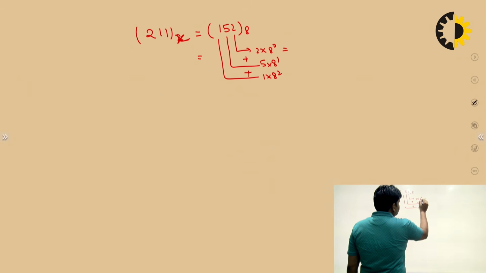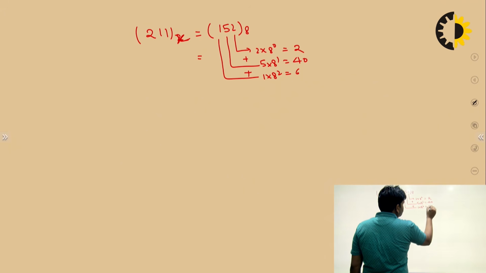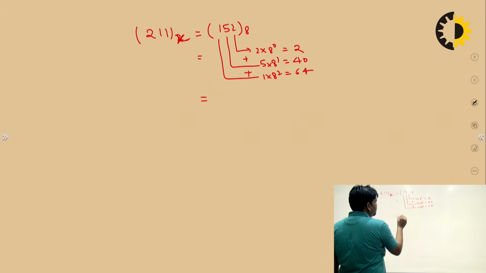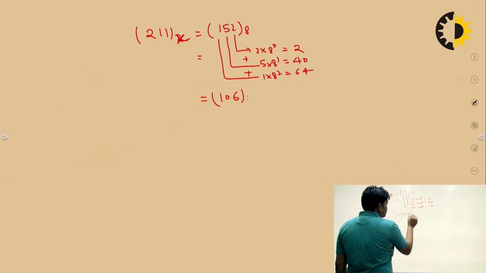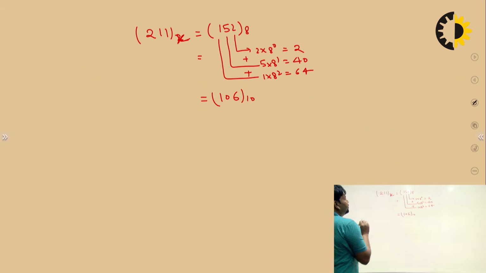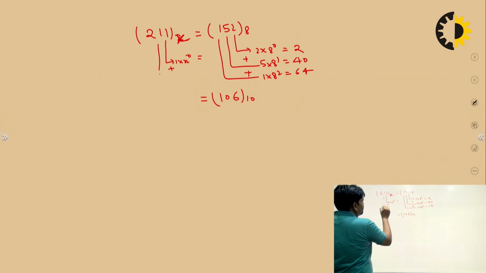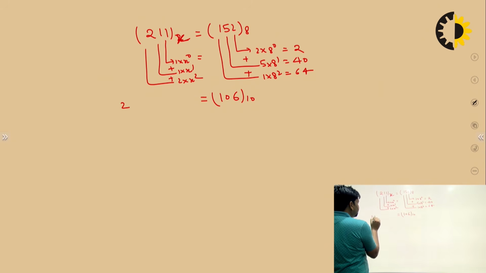So that means 8 raised to power 0 is 1, this one is 2, this one is 40, and this one is 64. So this is the value of 106, which is represented in decimal form, and we have to calculate it here. So what is the value of this? 1 into x raised to power 0 plus 1 into x raised to power 1 plus 2 into x raised to power 2. So this quadratic expression is written as 2x square plus x plus 1, which is equal to 106 in radix 10.